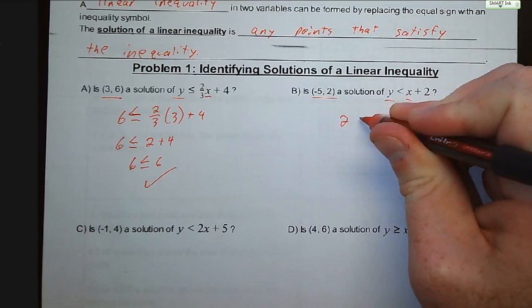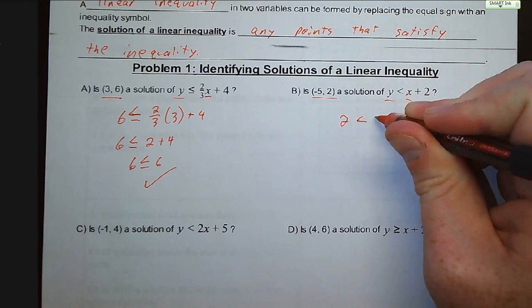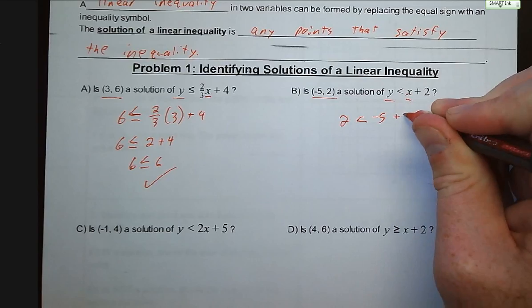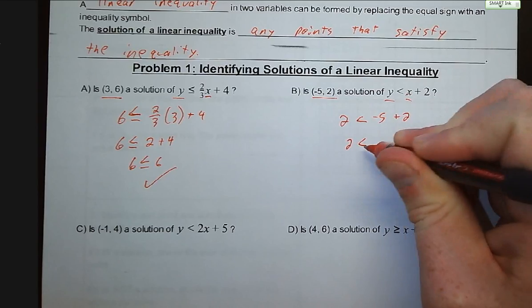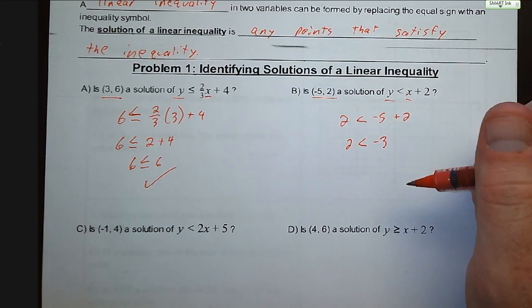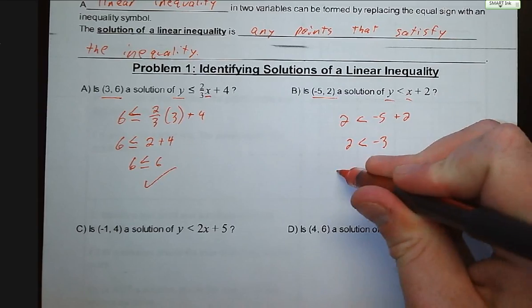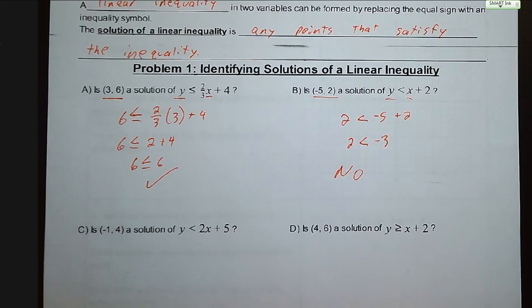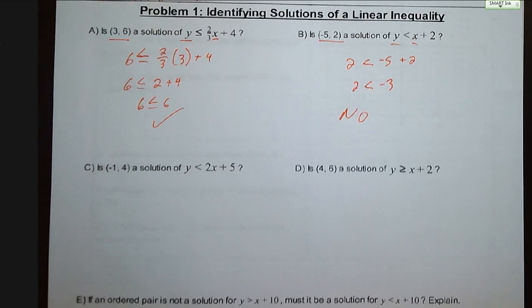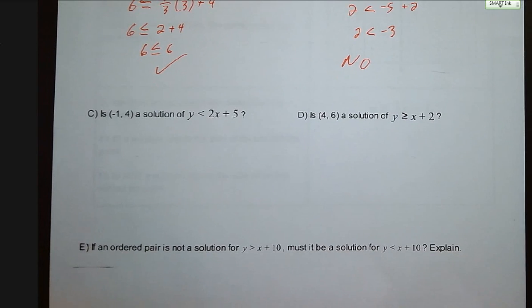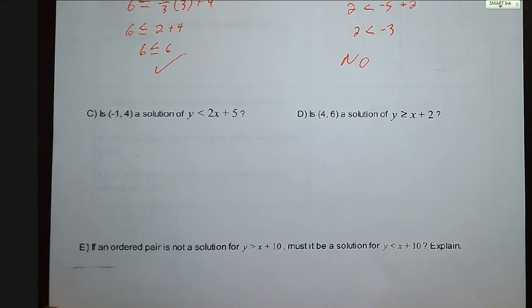Okay. We're going to do the same thing, plug in -5 and 2 for x and y. So 2 is going to be less than -5 plus 2. So is 2 less than -3? No. So that is not a solution. I want you guys to try letters C, D, and E on your own, and then we will go over them.